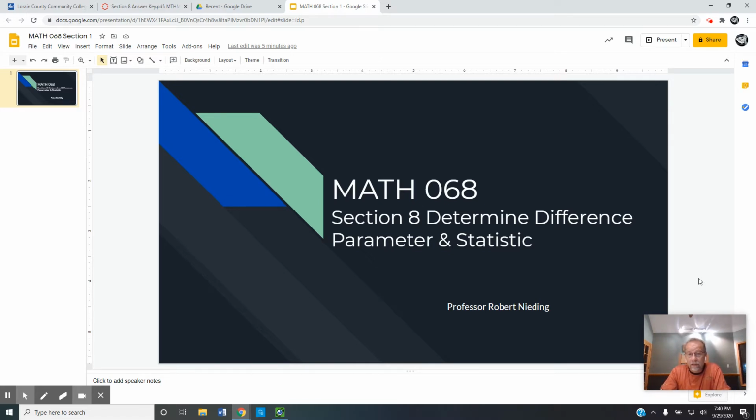This is Professor Needing, and tonight we're talking about determining the difference between a parameter and a statistic. In section 7, we talked about the notation involved in a parameter and statistic, and tonight we're going to make an application to that. So let's start with a little bit of review.